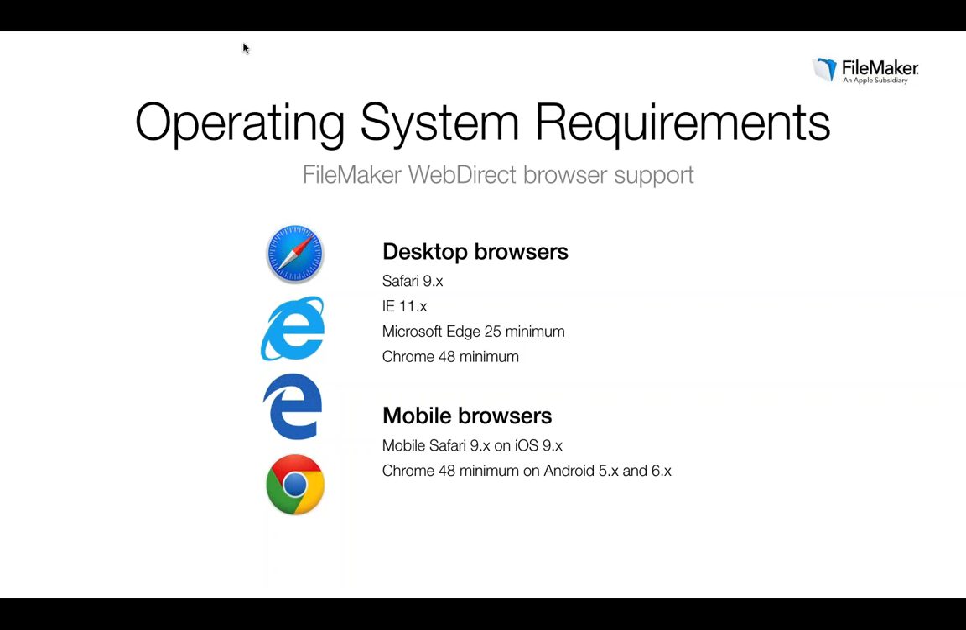For FileMaker WebDirect, we support the following browsers: Safari 9 and later, IE 11 and later. And then for Microsoft Edge, a minimum of 25, and Chrome, a minimum of 48. For mobile browsers, Safari 9 on iOS 9 or later, and then Chrome 48 is a minimum on Android 5 or 6.